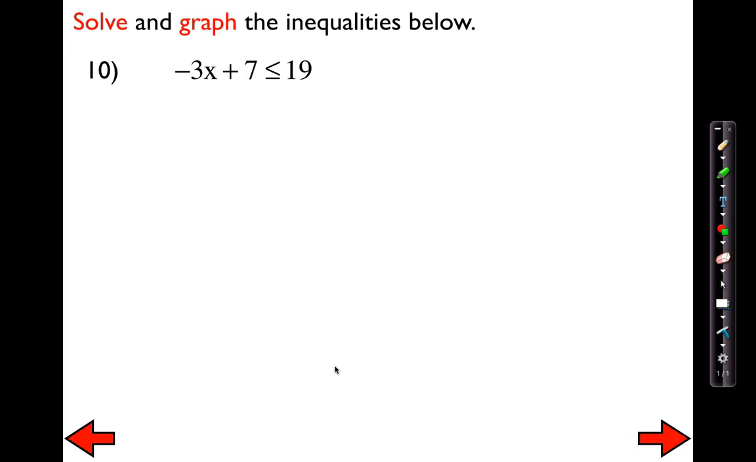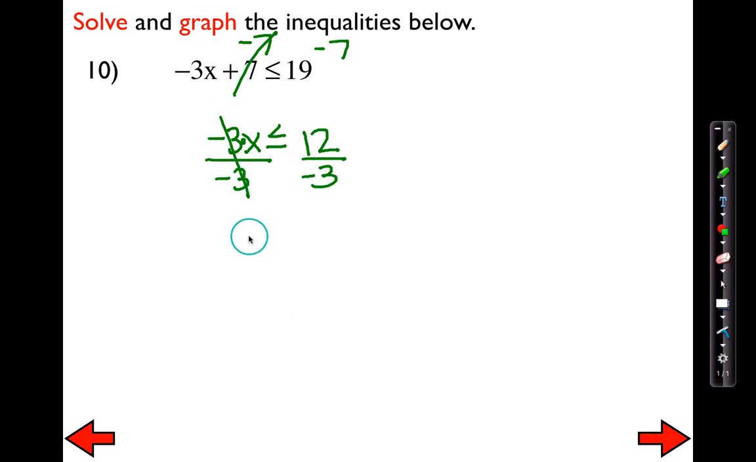Okay, so for number 10, the first thing you want to do is undo addition or subtraction. So in this case, I'm going to get rid of this constant of positive 7 by subtracting 7 from both sides. That's going to leave me with negative 3x is less than or equal to a positive 12. Now I'm not done yet. I still need to get rid of this negative 3, which is to undo either multiplication or division. So I'm going to get rid of this coefficient by dividing both sides by negative 3. That's going to cancel, leaving me with x.